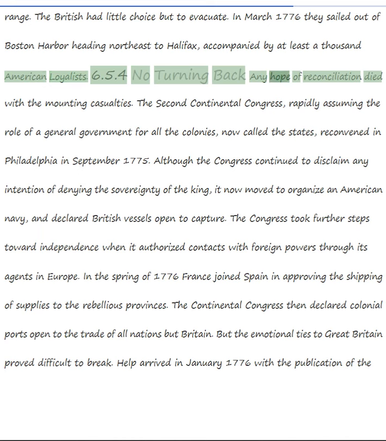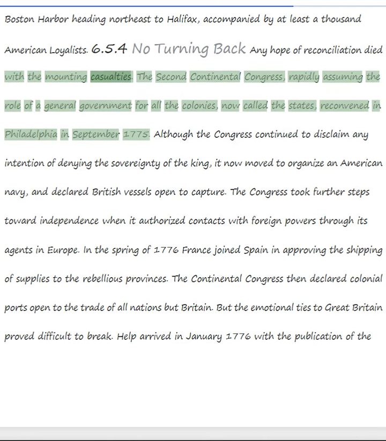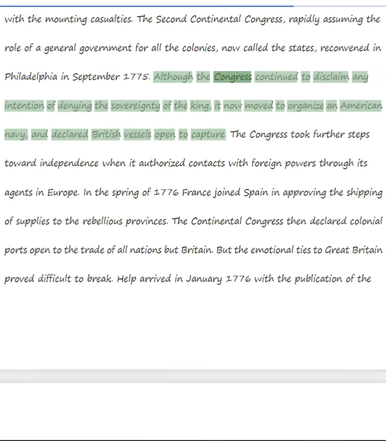6.5.4 No turning back. Any hope of reconciliation died. With the mounting casualties, the Second Continental Congress, rapidly assuming the role of a general government for all the colonies, now called the States, reconvened in Philadelphia in September 1775. Although the Congress continued to disclaim any intention of denying the sovereignty of the king, it now moved to organize an American navy, and declared British vessels open to capture.